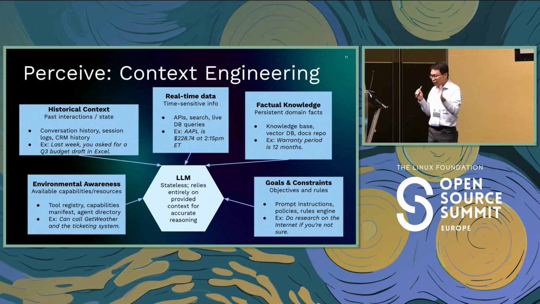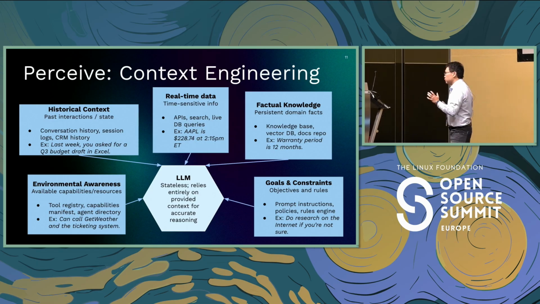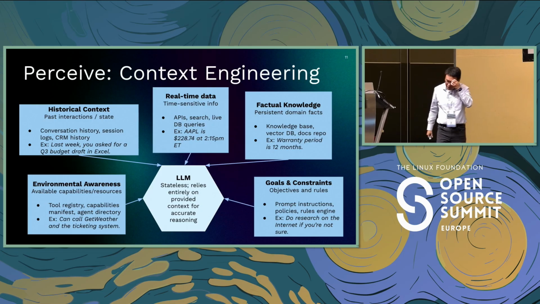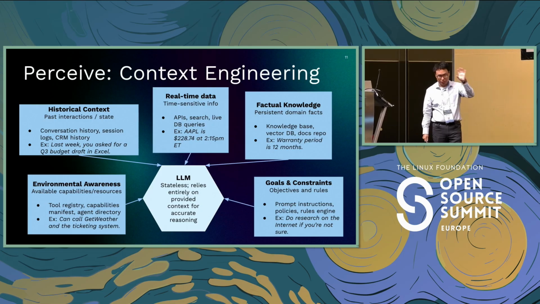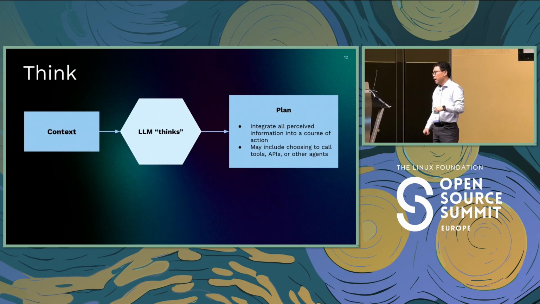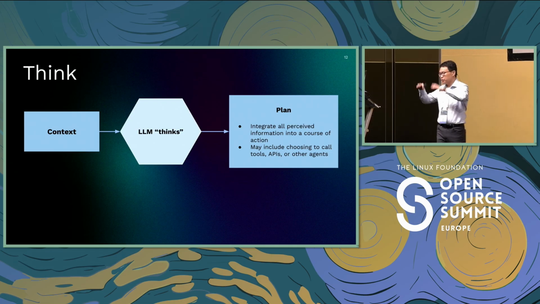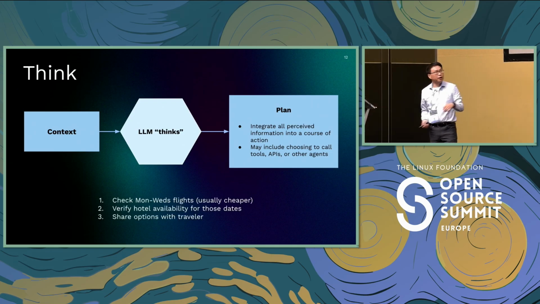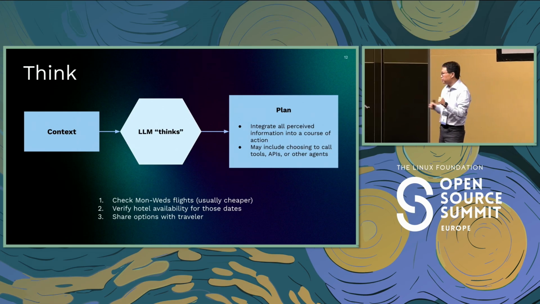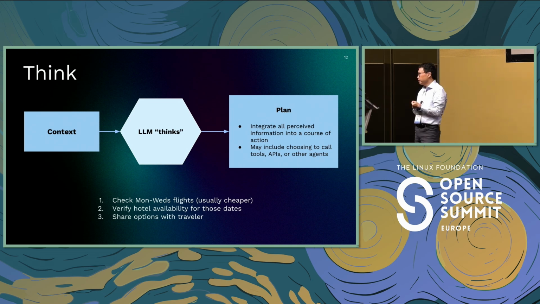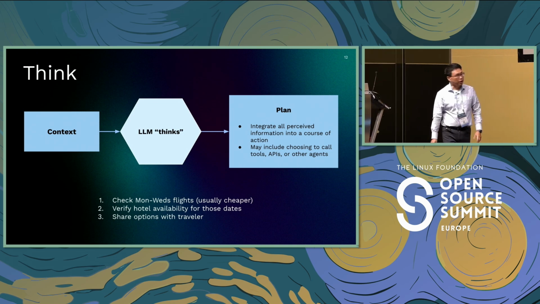So we now have context. We send it to the large language model where it thinks, right? And I'll talk a little bit more about what thinking actually really means in this context. And it produces a plan. Integrates all this perceived information and says, okay, this is what I'm going to do. So for example, maybe I have a travel agent. It's like, well, given the budget, I'm going to check Monday to Wednesday flights. They're usually cheaper. Verify hotel availability and share the options with the traveler. That's the plan.